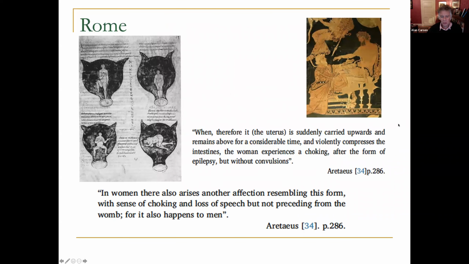By the time we get to Roman medicine, it's certainly pretty clear that the uterine hypothesis has taken root. And the works of Aristeas the Cappadocian, often well known for his original descriptions of melancholy, are quite explicit about that. And I don't think that that's so open to doubt.